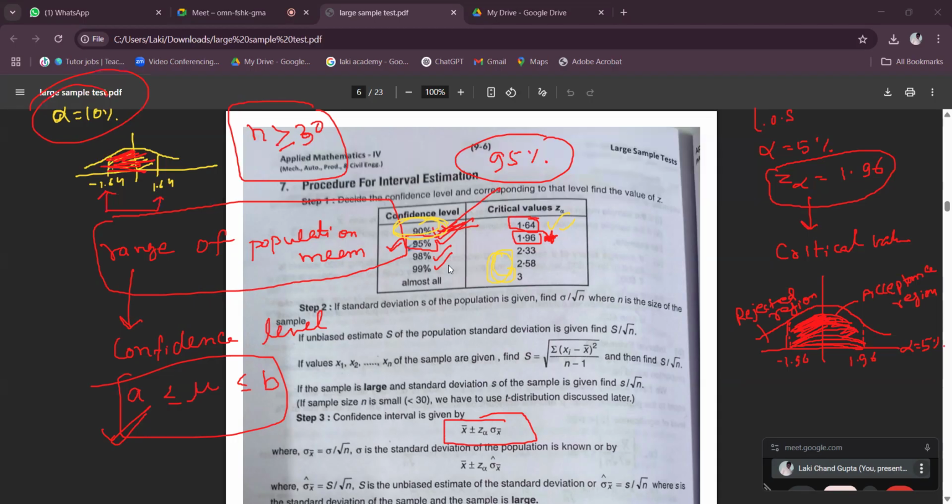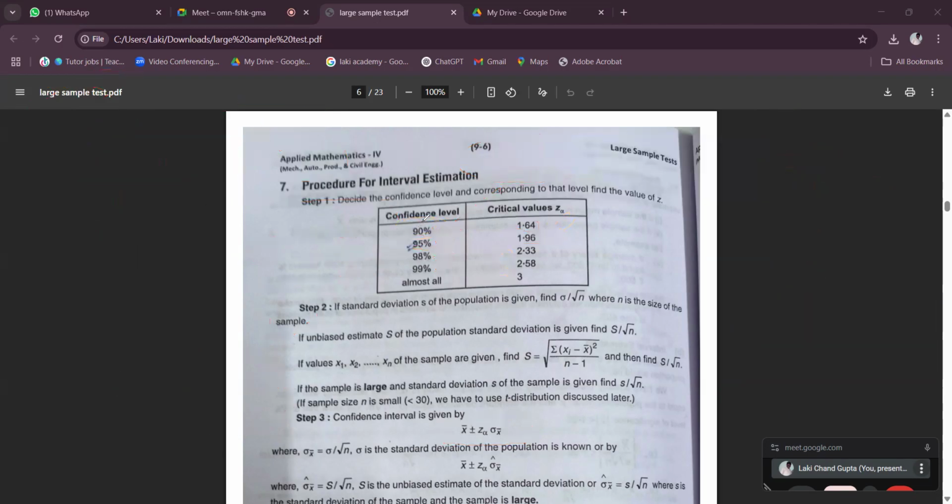Okay. Now I tell you how to find confidence interval, not level. Confidence level is what? A confident value. Suppose you are 95% confident, it means your level is 95%. But we are finding confidence interval. So right here, how to find confidence interval.